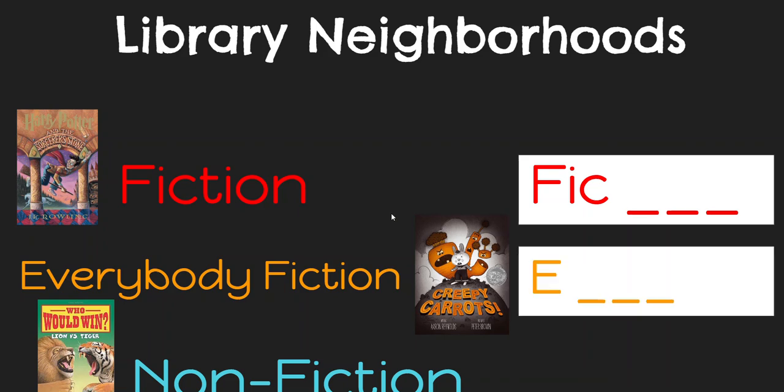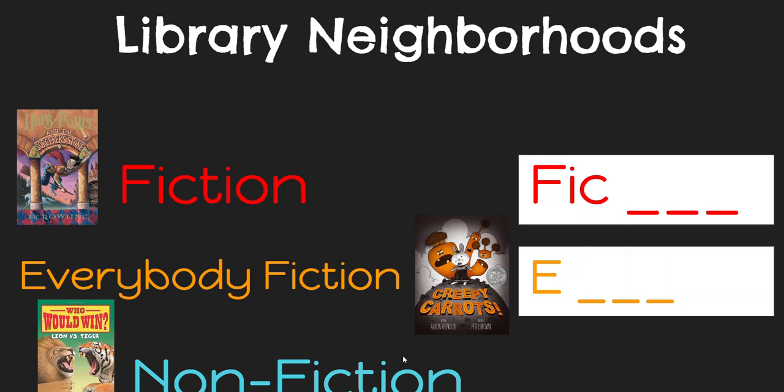If it is an Everybody Fiction book, the address always will start with an E to tell us that that book is in that neighborhood. Then it's going to be the first three letters of the author's last name. So Creepy Carrots, this is written by Aaron Reynolds, and the first three letters of Aaron Reynolds' last name is R-E-Y. So I would go to the R-E-Y section to find this book.